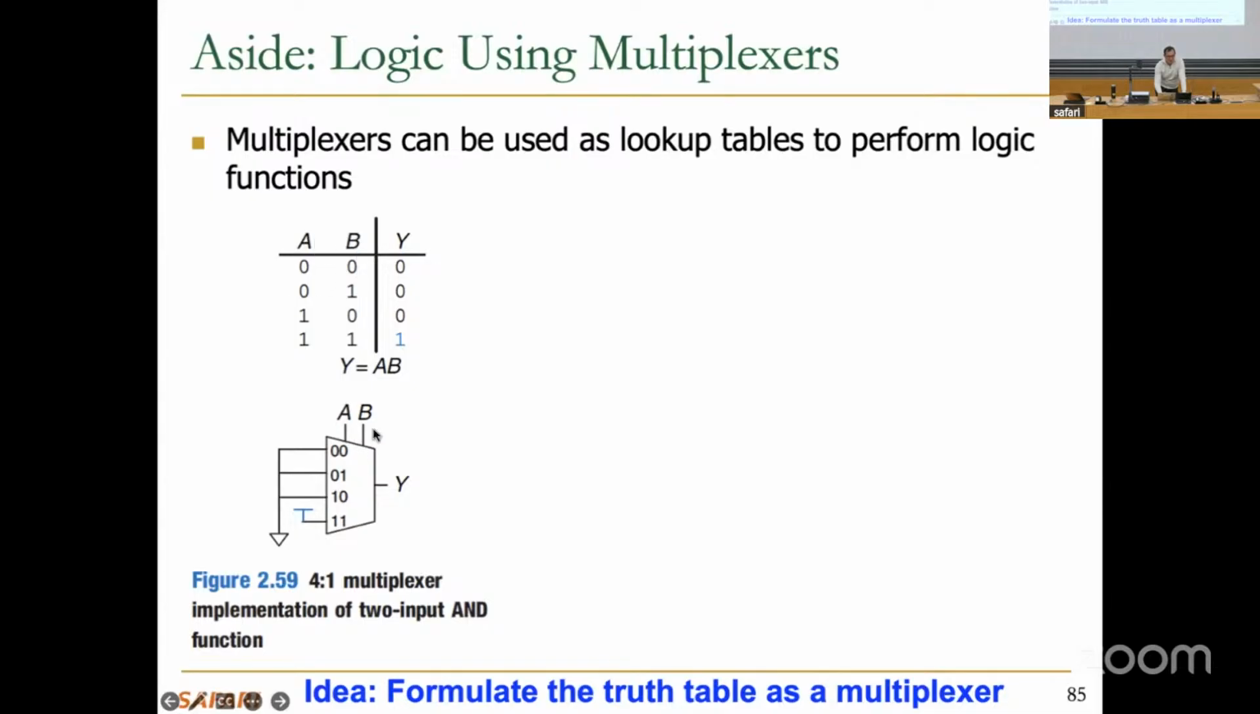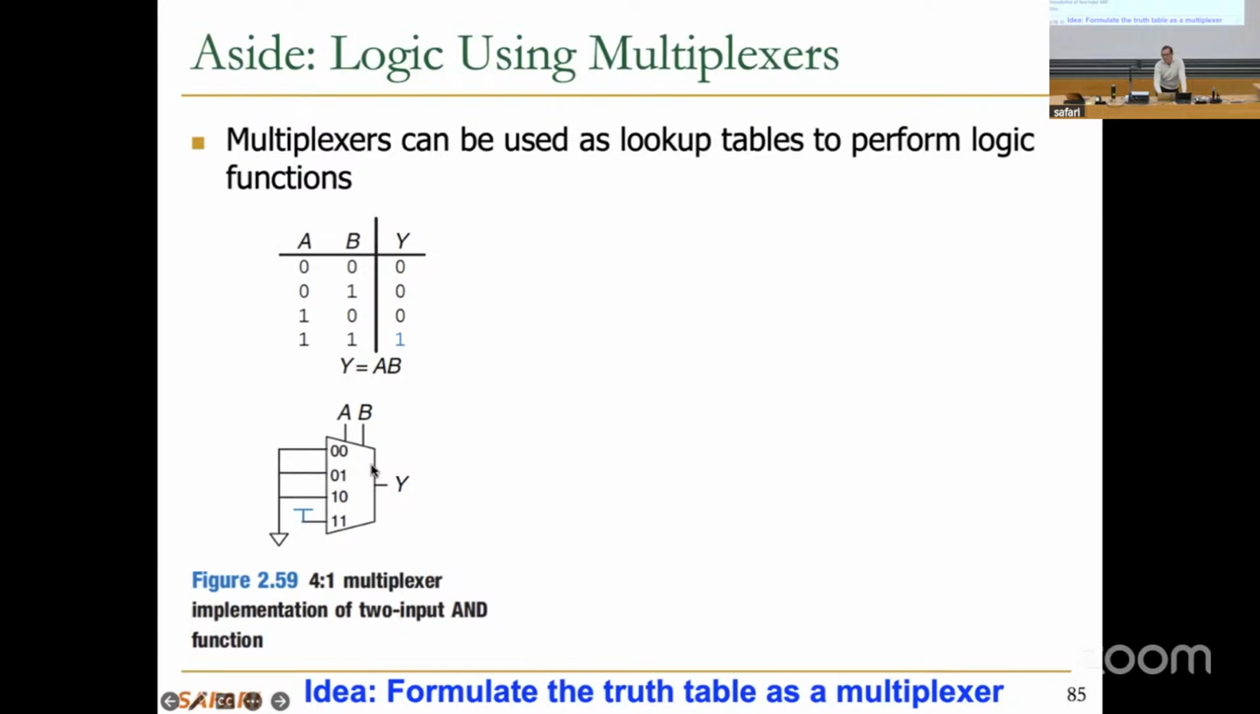Inputs, in this case A and B, are select inputs. But then you also have some inputs that you hardwire. So if A and B are both 0, the multiplexer selects the 0,0 input, which is hardwired to 0, ground. Sounds good, right? Only if A and B are both 1, the multiplexer selects the 1,1 input, which is hardwired to 1, logic 1, 3 volts if you remember, and Y is equal to that. So this way, we built an AND gate using a multiplexer.